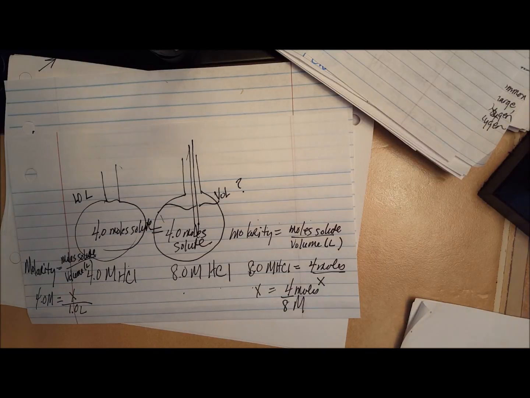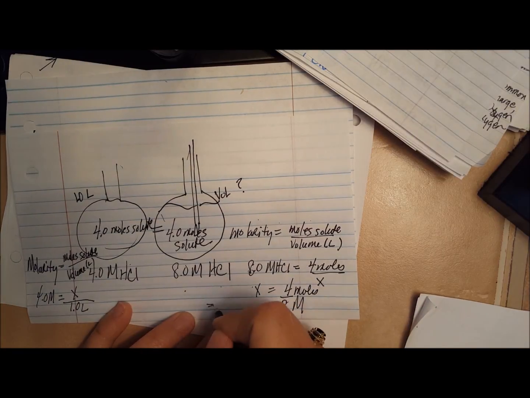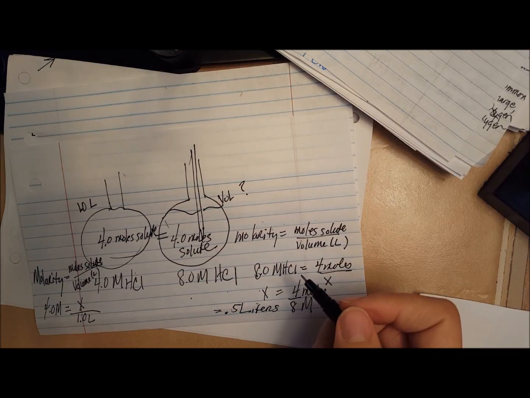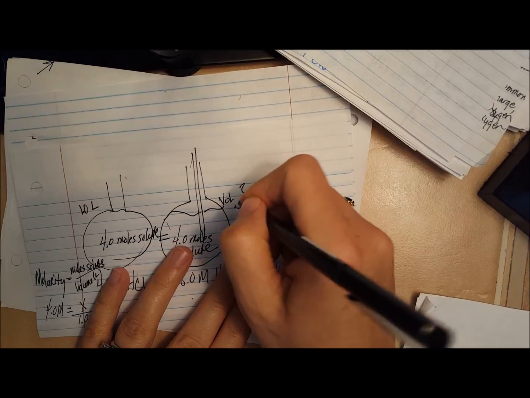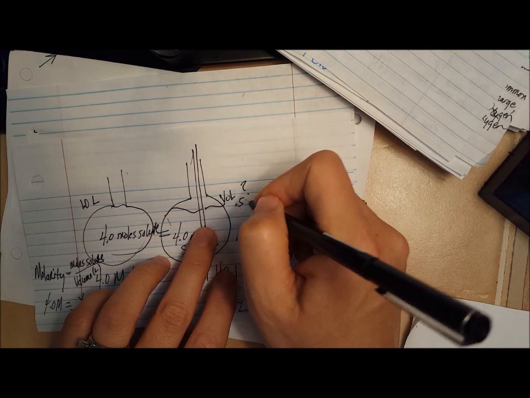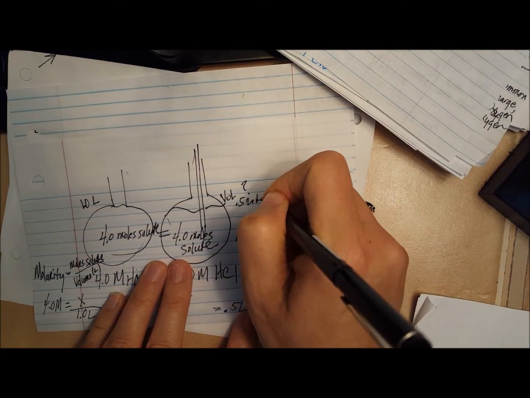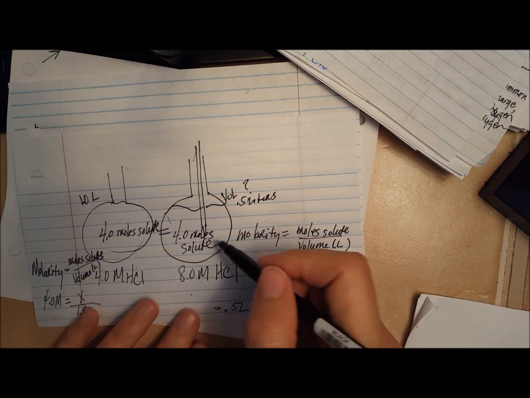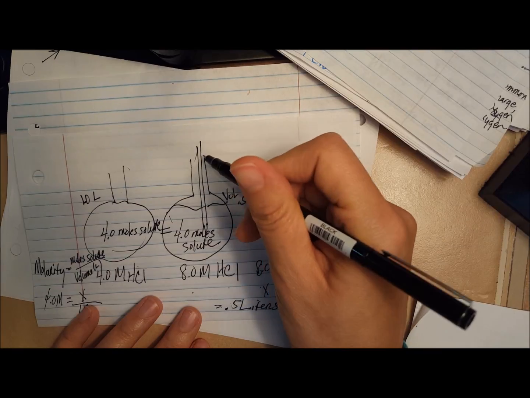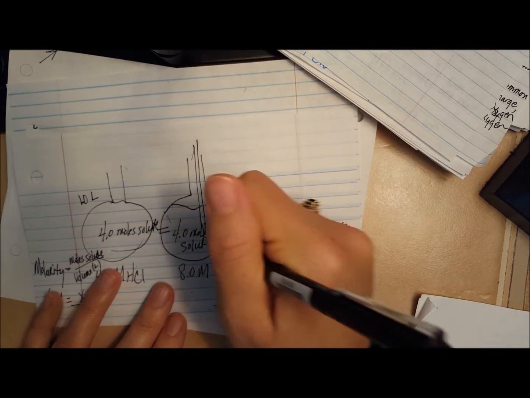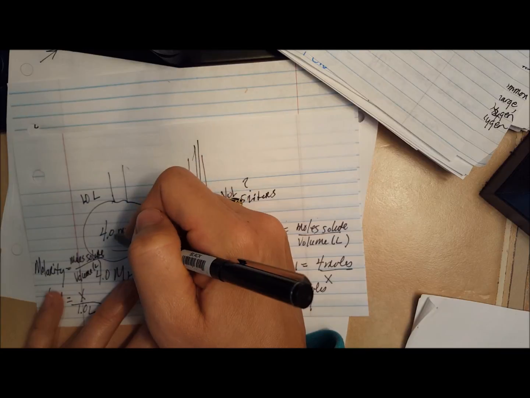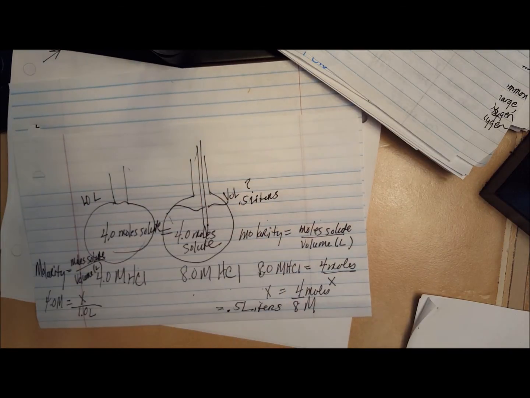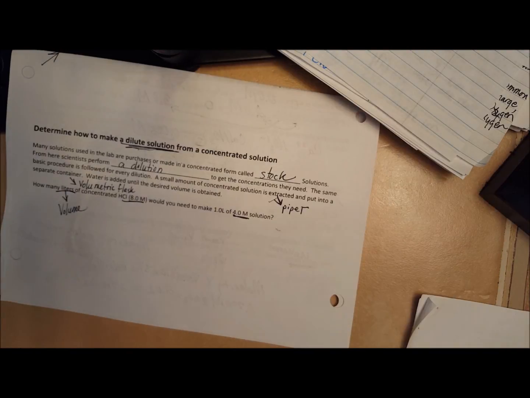And we get 0.5. And that's liters. 0.5 liters of an 8 molar solution. We will pull out with the pipette 0.5 liters, and we're going to add it into the dilute solution and fill it up to 1 liter. That's basically what we're doing there.